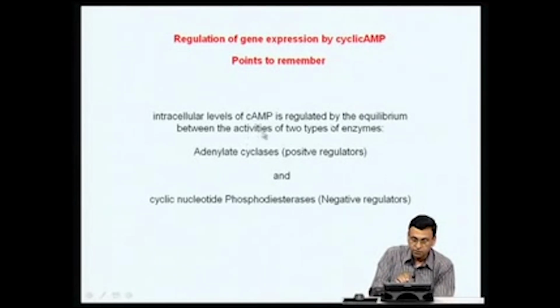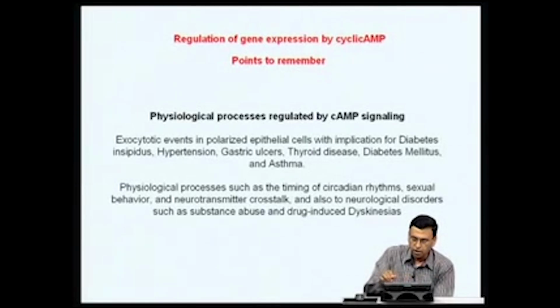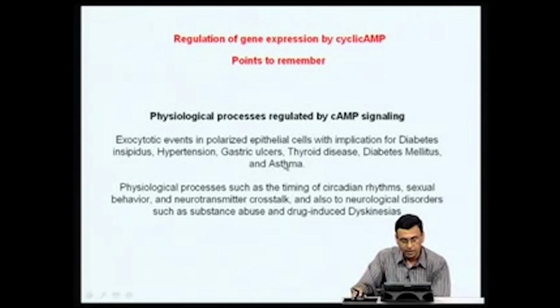Now, intracellular levels of cyclic AMP are regulated by an equilibrium between two types of enzyme activities. Adenylate cyclases act as positive regulators of the cyclic AMP response. Cyclic nucleotide phosphodiesterases act as negative regulators. So, as soon as cyclic AMP is formed, it is also cleaved by these phosphodiesterases. Now, what are the physiological processes governed by cyclic AMP signaling? A number of events are regulated by cyclic AMP. I have listed all these things, but we have discussed only one aspect, namely regulation of gene expression. In addition, a number of other processes, like exocytic events, which play an important role in a number of disease processes, are regulated by cyclic AMP.